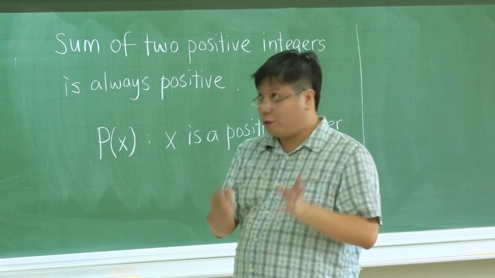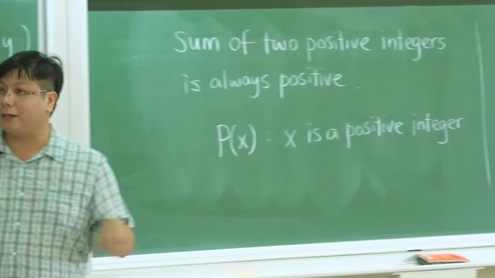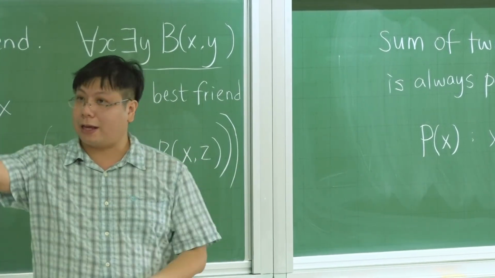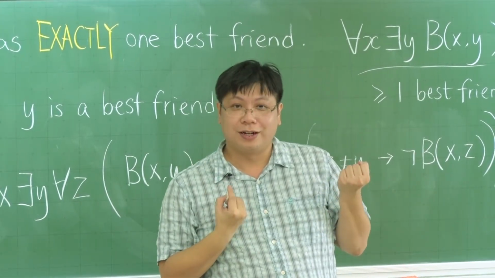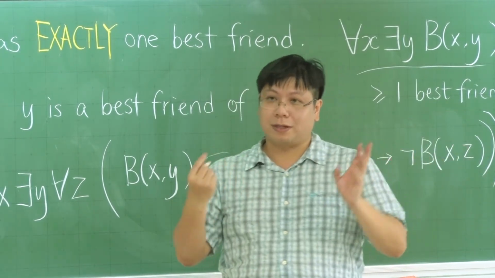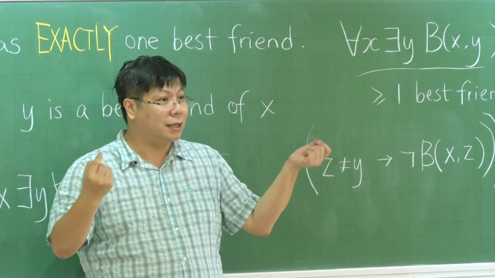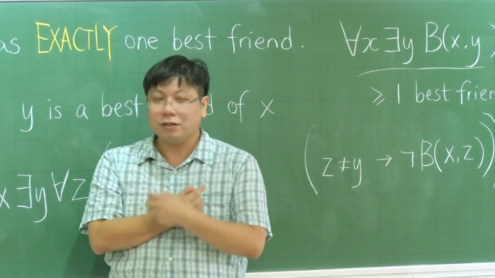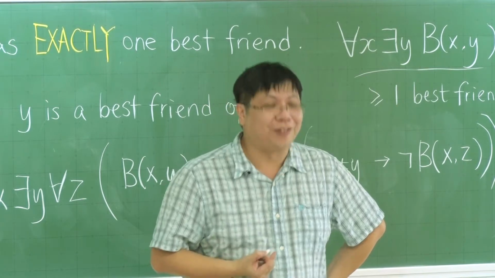The sum of two positive integers. So the sum of any two positive integers, right? So you have two positive integers to consider. Let's call them x and y. Should we look for there exists or should we look for all? The sum of two positive integers is always positive. It means that the sum of any choice of x and any choice of y should give a positive integer, right? Good. So it's for all. For all, very good.